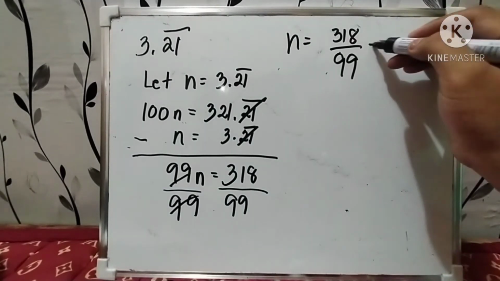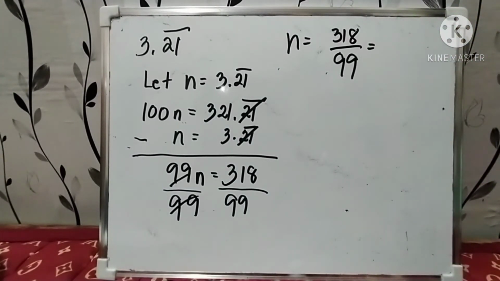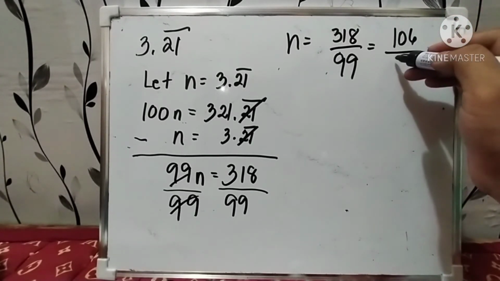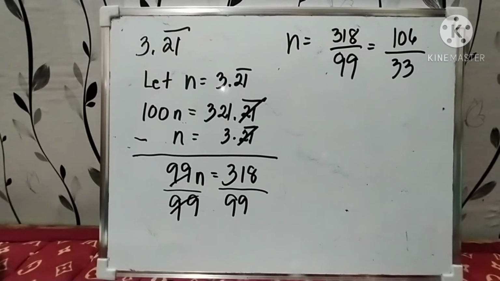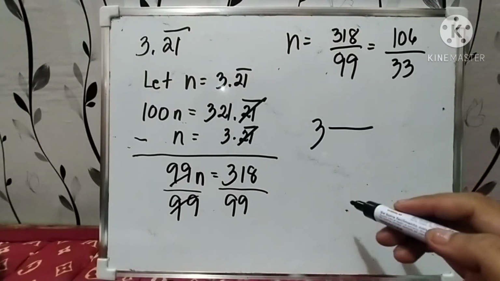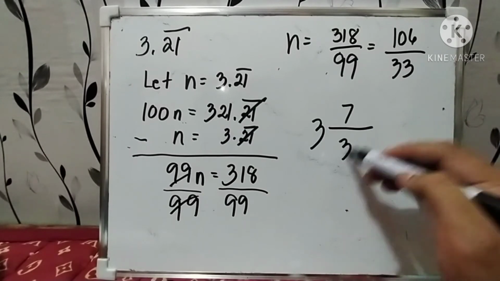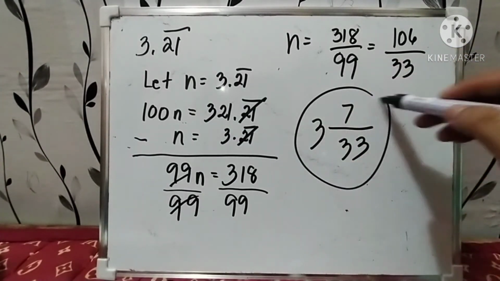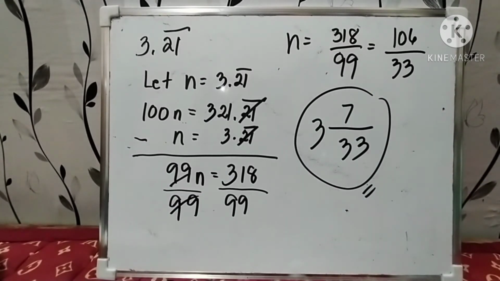Or, it is equivalent to, pwede natin siyang i-lowest term, 106 over 33. Divisible siya by 3. Ayan. And yung 106 over 33, i-convert natin siya into mixed fraction. So, kapag kinonvert natin siya into mixed fraction, it is equivalent to 3 and 7 over 33. So, ito na yung magiging sagot natin. Mixed fraction.